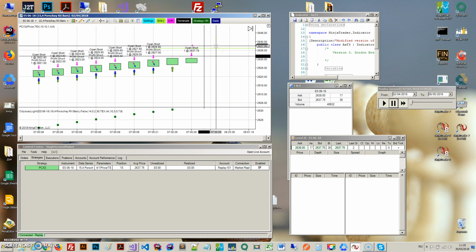So this is not a bug. If you get this, this is just the way things work in Ninja. That's something to be aware of, and that's something I was breaking my head over for the past few hours.